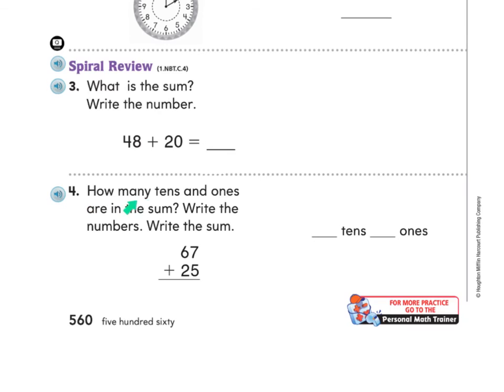Then number 4 says, how many 10s and 1s are in the sum? Write the numbers. Write the sum. This one's going to be a little tricky, okay? See if you can figure out the sum. You might need to have your parents help you. And then once you get the sum, write the sum in 10s and 1s over here. Okay, it might help you to draw a picture with 10 sticks and 1s, 10 sticks and 1s, and then add those together. We haven't really had a chance to do regrouping with the 2-digit addition, so you might need a little bit of help from mom or dad. Okay.